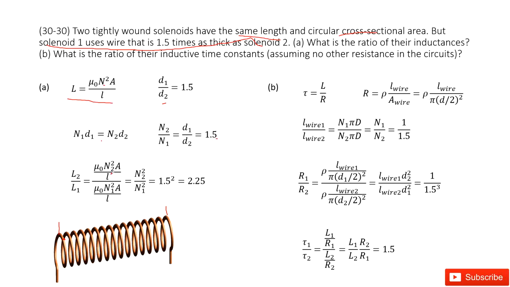We write down the equations for the inductance there. So for the ratio L2 over L1, we just input the term for L2 and the term for L1. You can see mu naught, A and L cancel. So we get N2 squared divided by N1 squared. We know the ratio N2 over N1 is 1.5, so this becomes 1.5 squared. So we get the answer there.